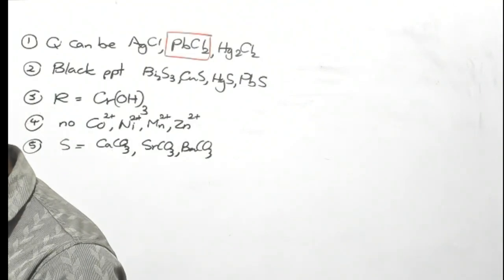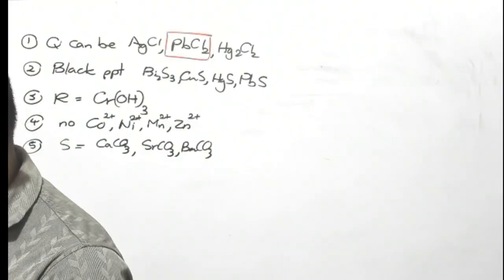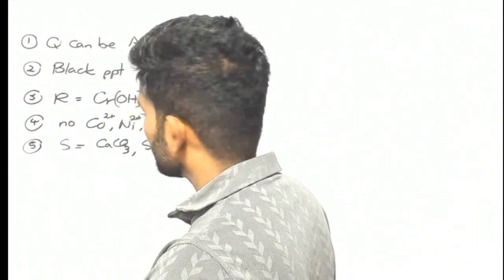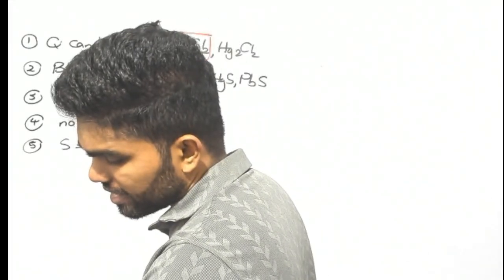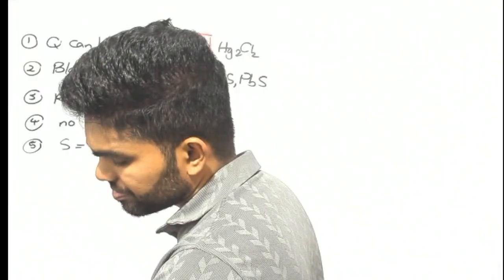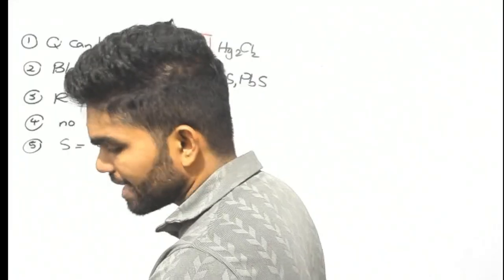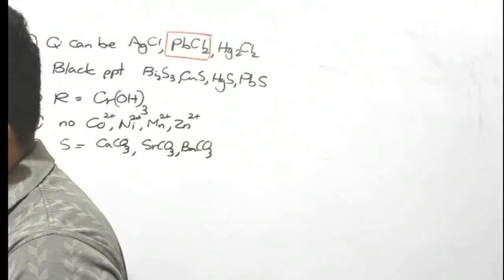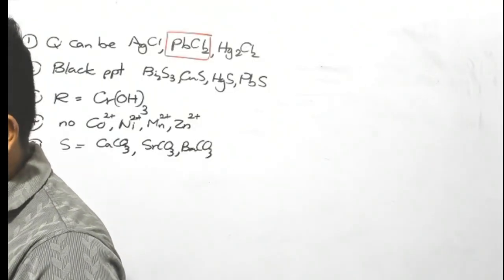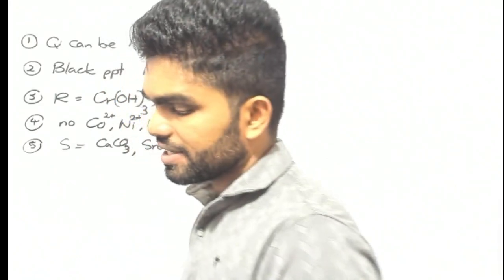And the next one: add more aqueous sodium hydroxide to the precipitate R. R is chromium hydroxide. And a green color solution was obtained. That means chromium, you can say chromium hexaqua complex or aqua complex, no matter hexaqua complex or hydroxide precipitate, it doesn't matter which compound it is.